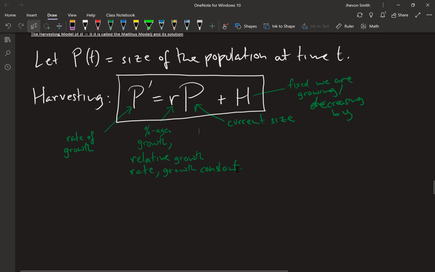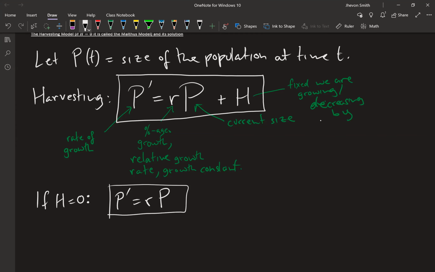Okay. So if this differential equation describes the rate of growth of a population, we say it's called a harvesting model. Now, if H equals 0, we get what's called the Malthus model. If H equals 0, meaning I'm only thinking of the population growing by itself, this is called the Malthus model. These are things that you will see in a biology class that will typically cover population growth, right? And there are many models.